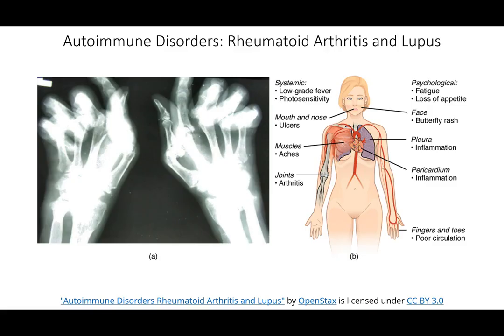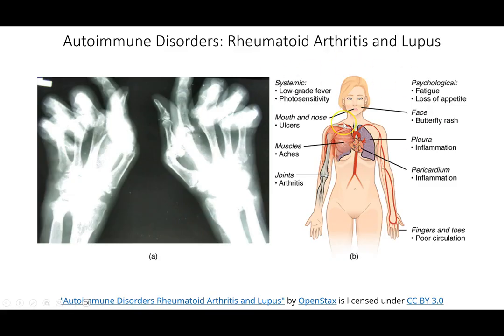But lots of different autoimmune disorders out there. Pictured here in the left-hand side of the screen, this is an x-ray of somebody who has rheumatoid arthritis. So this is when the immune system is attacking the joint tissue. Usually the hands and feet tend to be very, very highly affected. And so we start getting this really severe deformation of the hands and stuff as those joints are slowly destroyed.